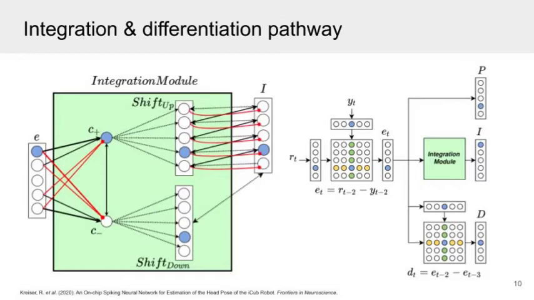For the derivative, we simply delay the error signal one time step and subtract it from the current error signal, the same way we calculate the error signal based on R and Y. We then have our P, I, and D signals all ready to be weighted and summarized.